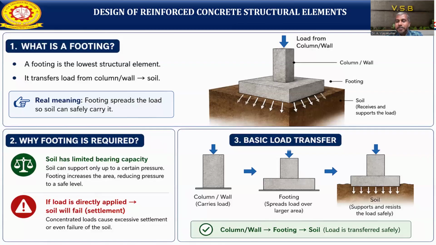Now imagine the load from the column or wall, whatever it may be. How is the load coming? Again, it is a load transfer mechanism from the roof slab, then the beam, and via the column. The total load is acting on the column, or in the case of a wall, that is also there. So that wall load comes to the footing. This footing is going to transfer it to the soil. Then the soil receives and supports the load to keep the structure safe.